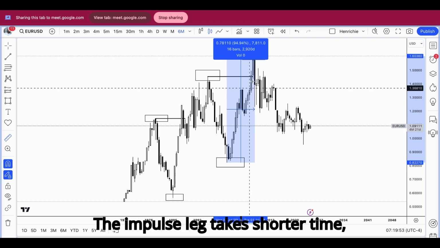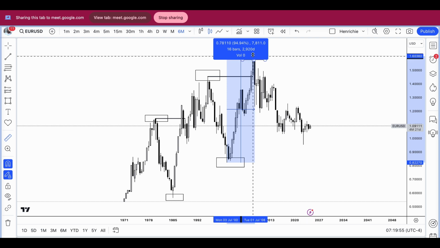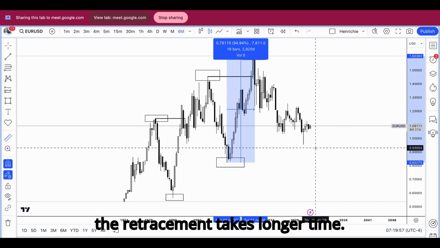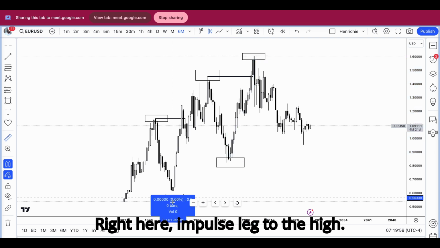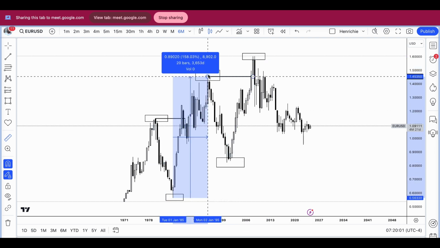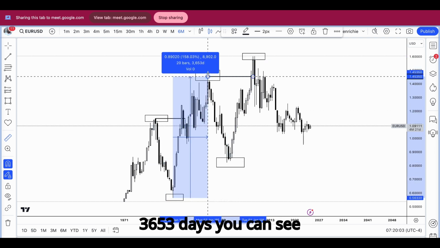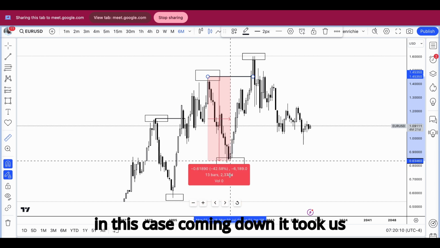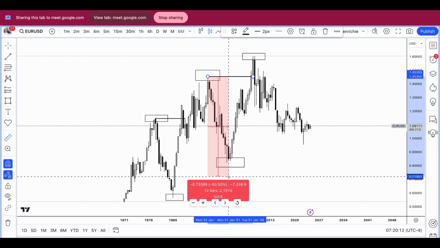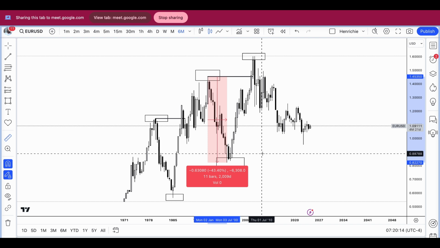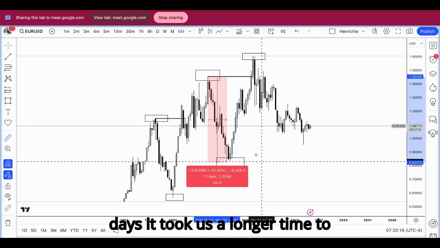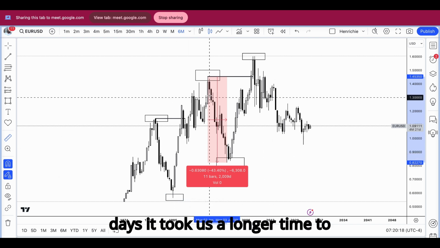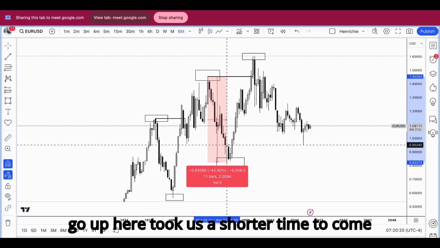The impulse leg takes a shorter time. The retracement takes a longer time. Right here, impulse leg to the high, 3,653 days. You can see it there. Now, coming down, it took us 2,009 days. It took us a longer time to go up here, and a shorter time to come down.